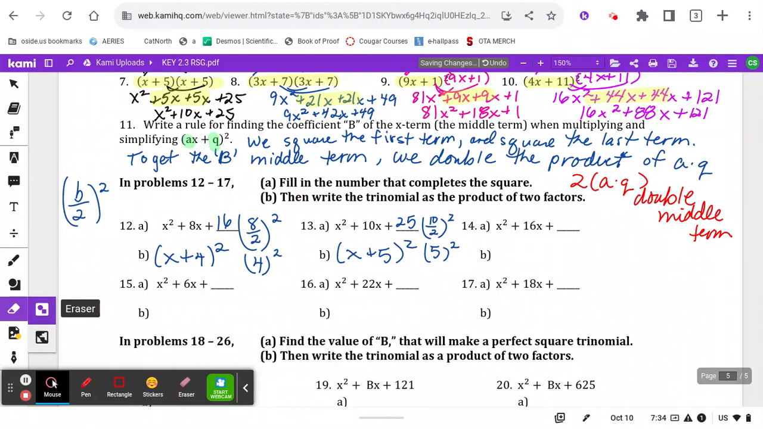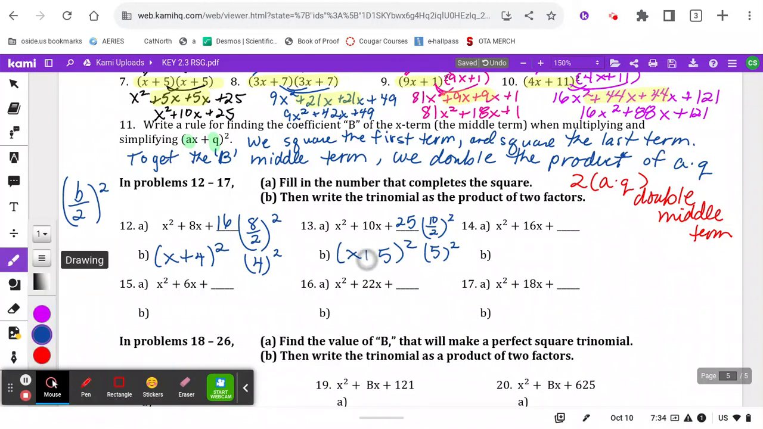So where does this factored form come from? It comes from taking half of the middle term or the square root of the end term, whichever way you want to think about it. All right, pause the video, try the last ones.